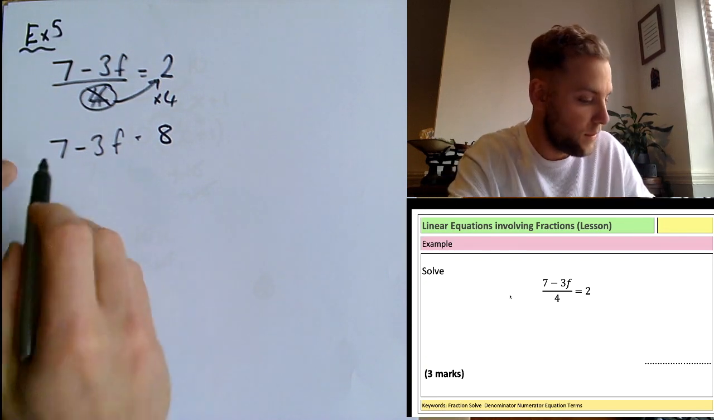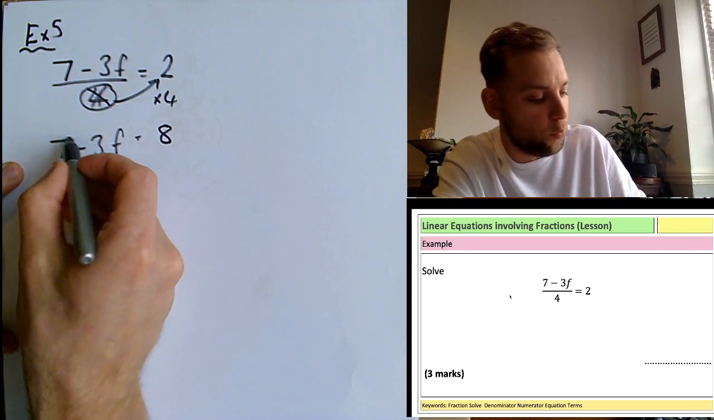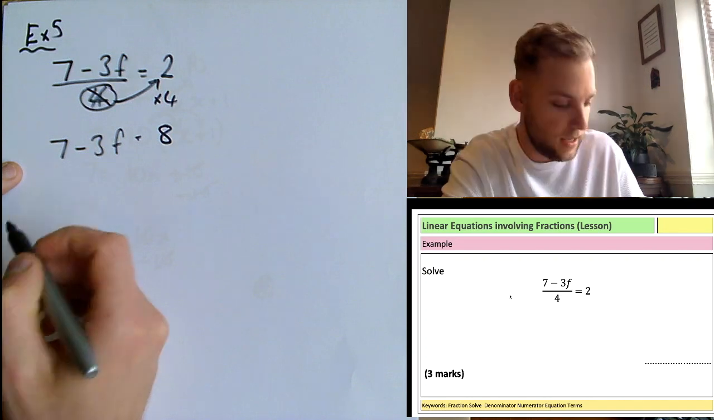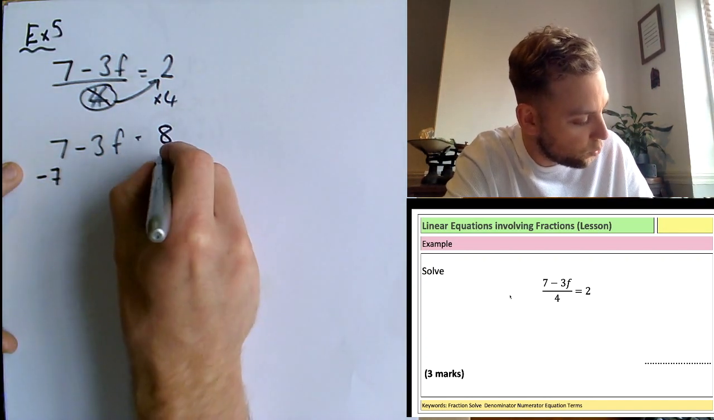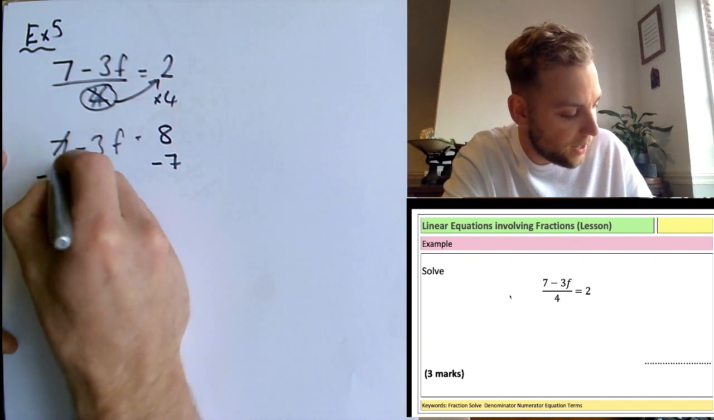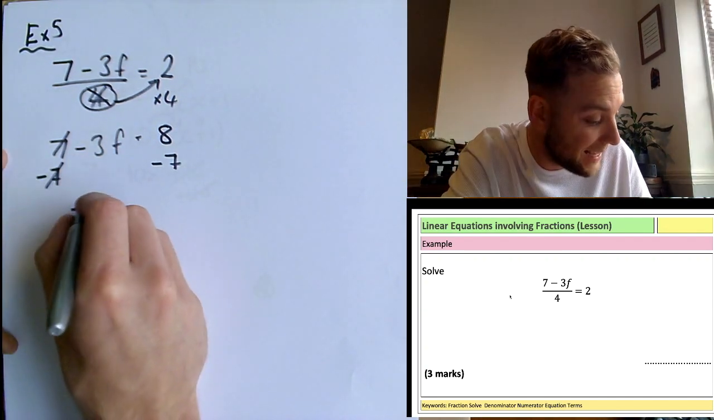Brilliant. So the next thing I need to do is I need to get rid of this 7 next. So I'm getting rid of this 7 by subtracting 7. So when I subtract 7 from this side, I'm just left with the negative 3f.